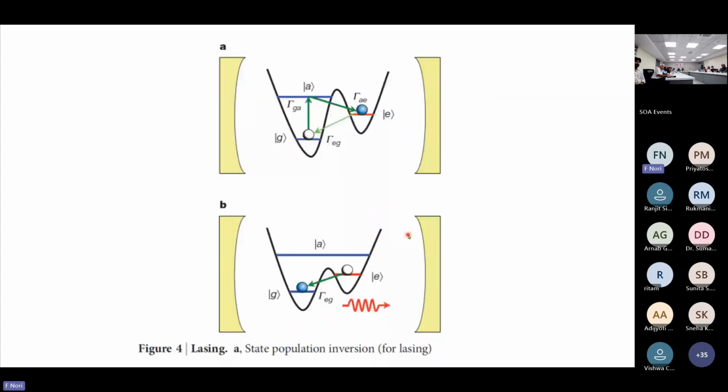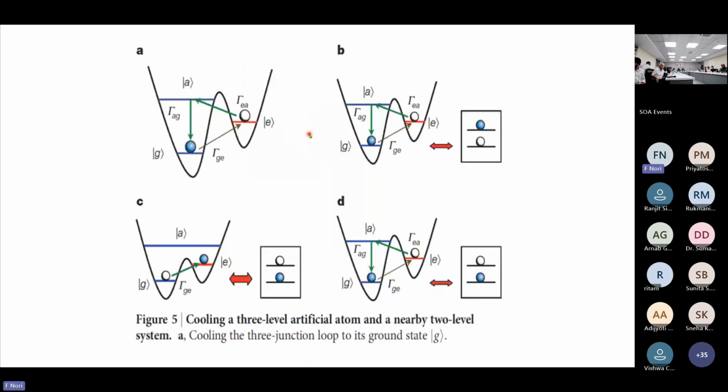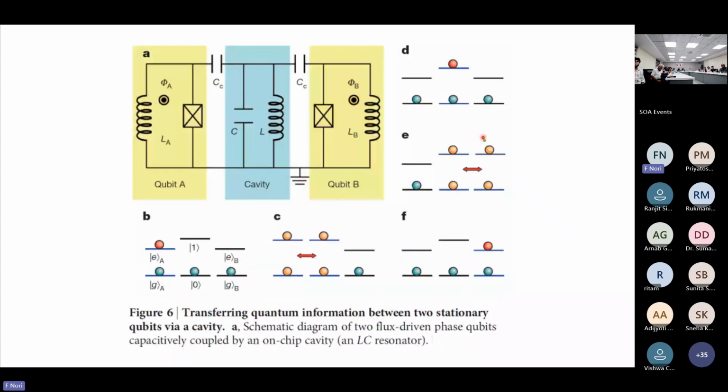You can do state population inversion for lasing. You can essentially take the system in this direction and here, and eventually allow this to go down when you want it. You can do cooling, a 3-level atom nearby a 2-level system. So essentially you're pumping energy from the atom to a 2-level system. You can actually transfer information between different qubits via a cavity. So the cavity allows, like, a bus, like a data bus. It would be good for communication or quantum computing.